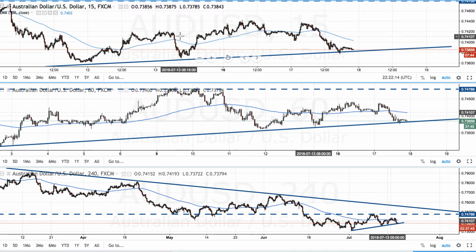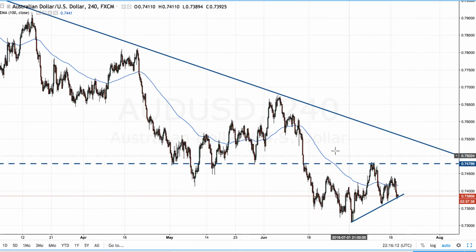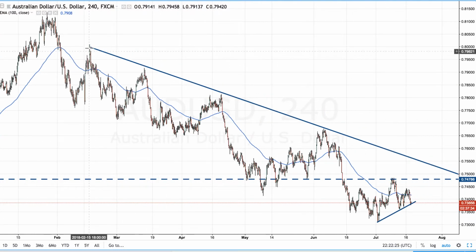Okay, so let's start by looking at the Australian dollar. Now, the Australian dollar is an interesting one. As you can see here on the 4-hour chart, just to give us a bit of context, the market has been moving lower, so lower highs and lower lows all the way down. The market just recently pulled back to a previous level of support, which then acted as resistance. Well, we got a nice bounce off of that level.